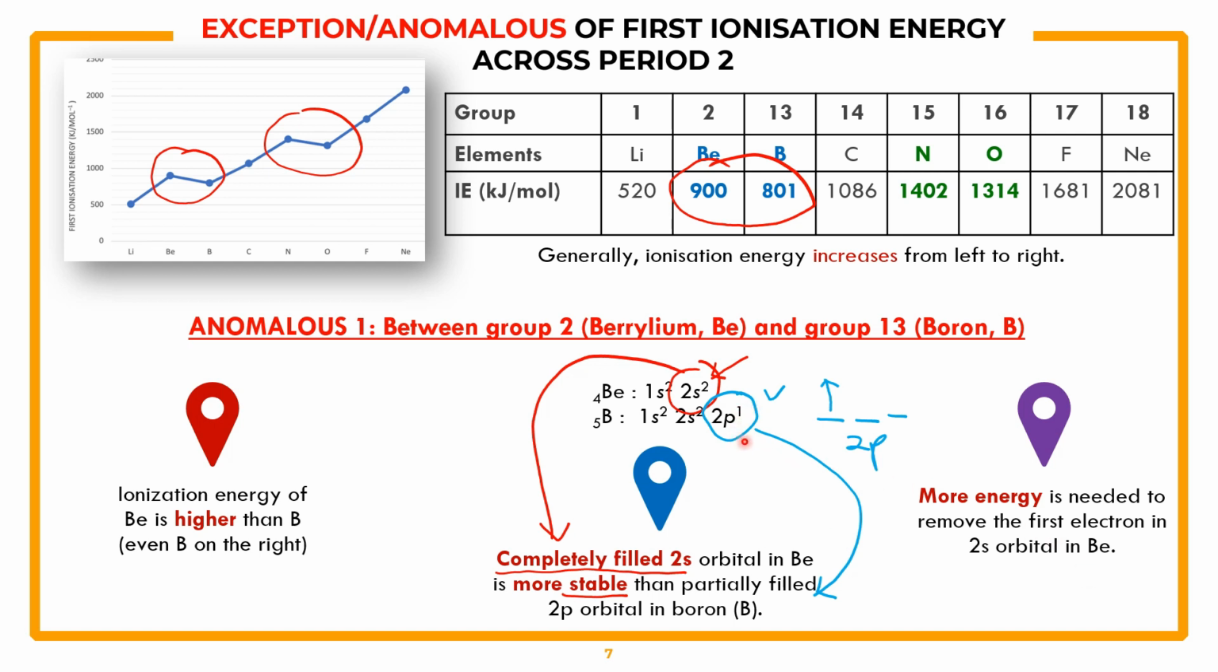Okay, disebabkan oleh arrangement yang tak stabil di dalam boron di sini, maka less energy is required to remove the first electron here, okay, in 2p orbital of the boron. So that's why kita akan observe sedikit lekuk di sini menunjukkan bahawa the first IE of the boron is lower than the beryllium. So apa main factor kita di sini? Main factor kita adalah stability of the orbital. Okay, stability dalam electronic configuration.